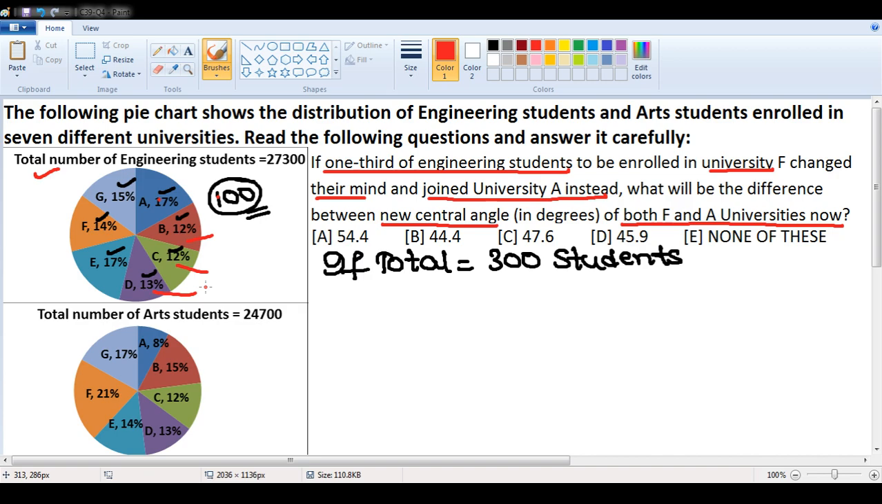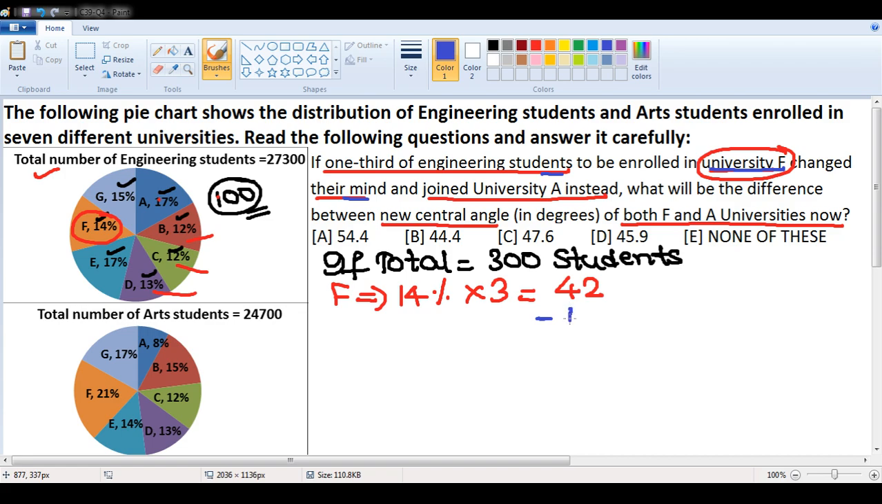That's the only difference. That means the first thing they are talking about is university F. So for F, earlier it was 14% for 100, for 300 it is 42, multiply by 3. Understanding, right? For F it is 42. One third of students enrolled in university F changed their mind. Now what is one third of 42?